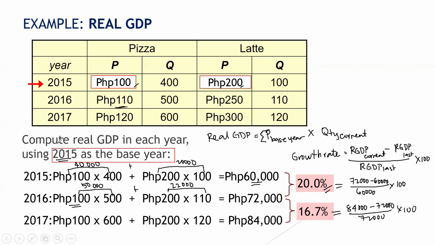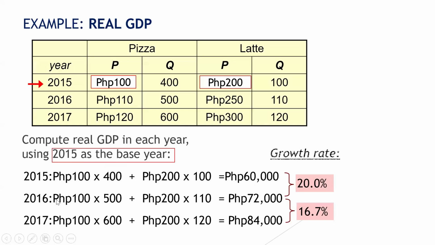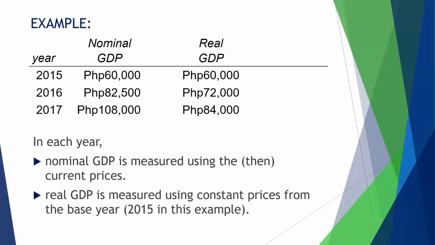So again, the real GDP, it's more on the base year. If you notice, the prices here that we multiplied on each respective quantity per year are actually the same. Like for pizza, we multiply the quantities for each year by 100. And for latte, we multiply the quantities for each year by 200. So this is actually the price of the base year. So that's more on the real GDP.